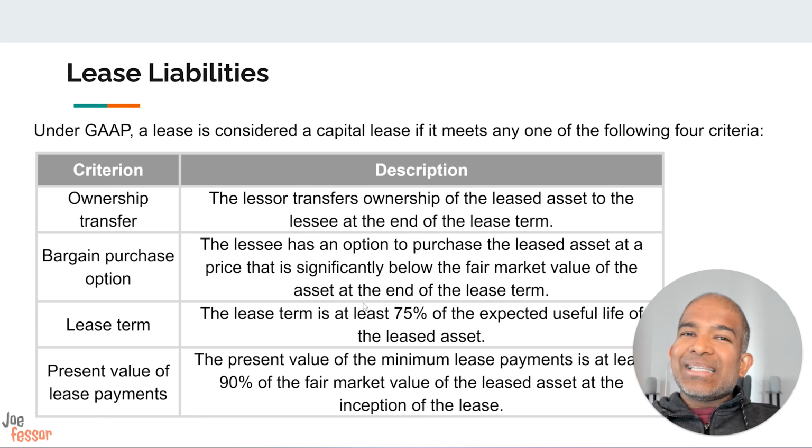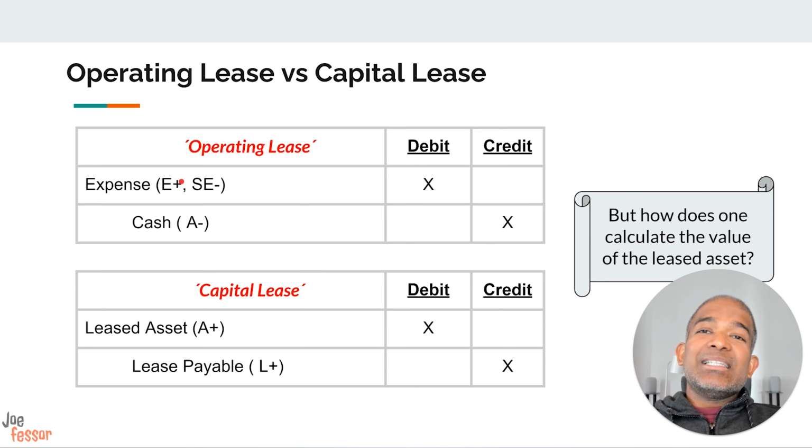If a lease meets any one of these four criteria, it's classified as a capital lease. This means both an asset and a liability are recorded on the company's balance sheet. The decision of whether a lease is operating or capital has a profound impact on a company's financial statements. Hence, before we examine the journal entries, let's clarify the fundamental difference that dictates whether a lease is classified as operating or capital. Think of operating leases like an extended rental agreement.